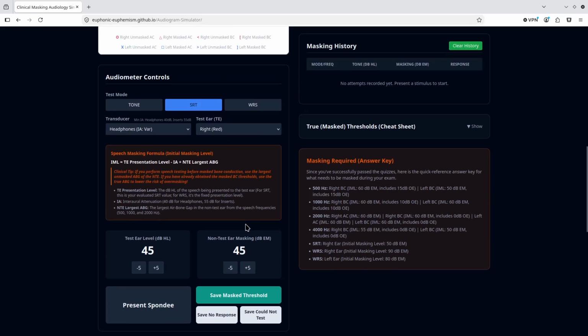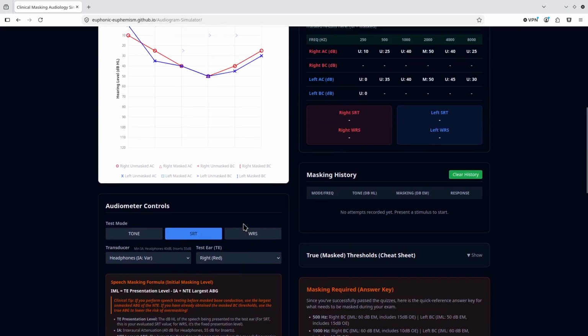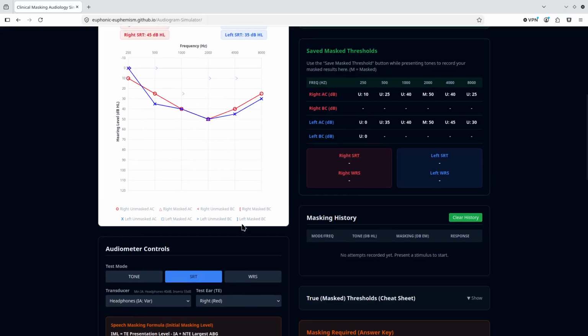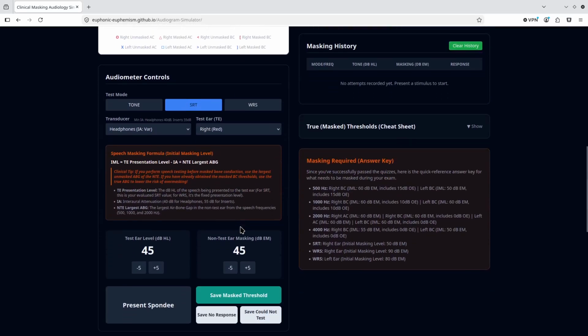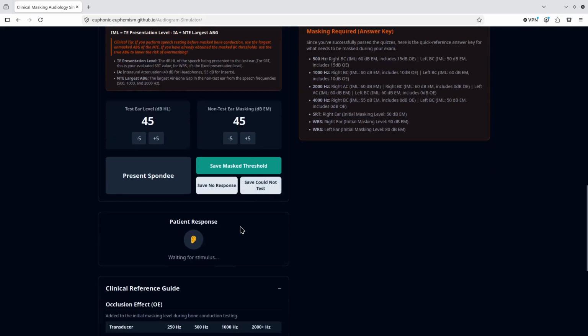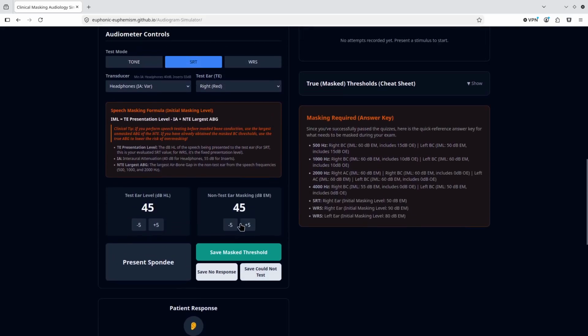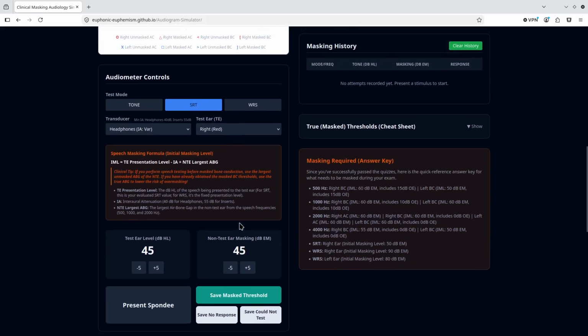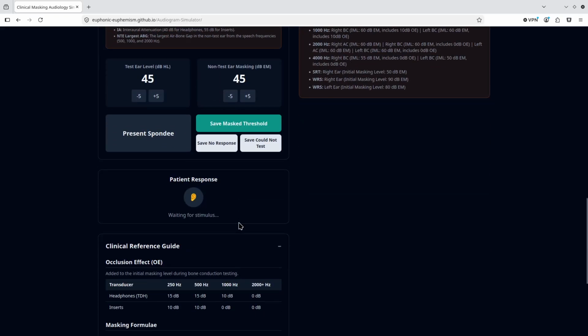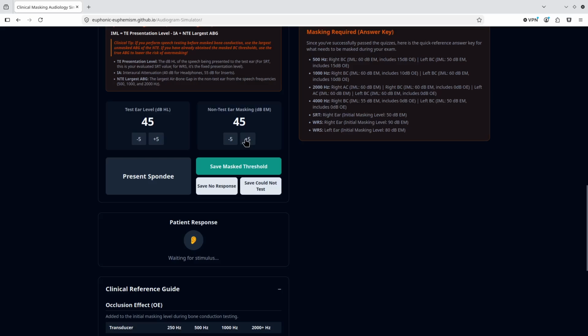And then ordinarily we would add the occlusion effect, but I think we can be pretty confident that, I guess we could be safe and add the occlusion effect. I was going to say, if you have a conductive loss, you don't add the occlusion effect, but we don't have to worry about the occlusion effect anyways, because we just have to add a 5 dB safety factor.